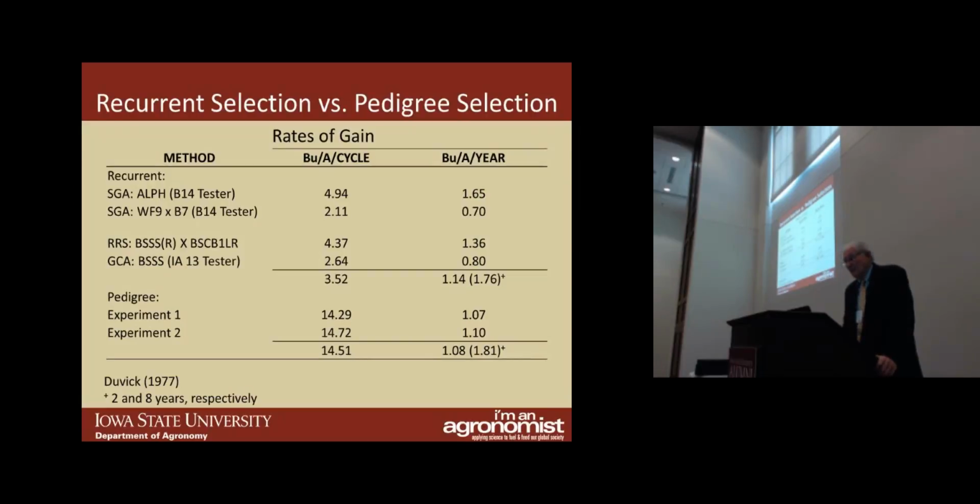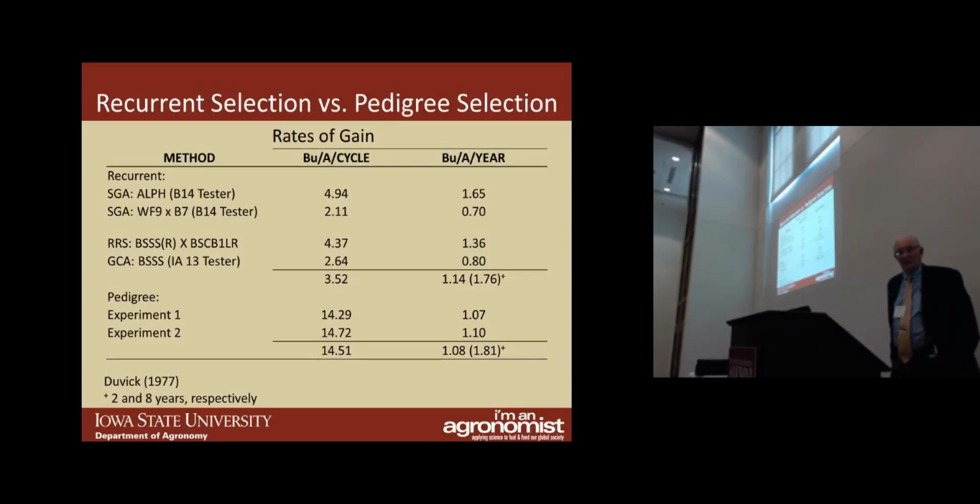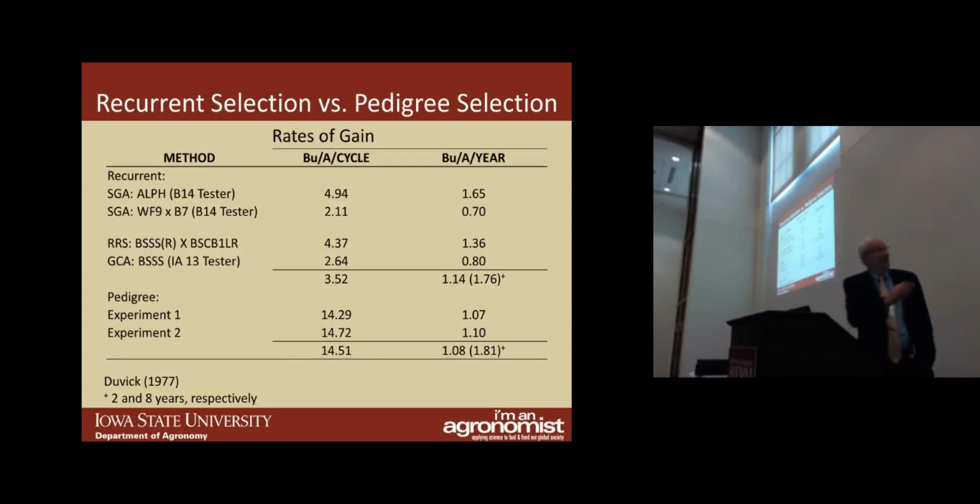What we did versus pedigree. Now, this will probably never be repeated anywhere, but Don Duvick did this. He looked at the recurrent selections being done at Iowa. He looked at 2 experiments he was conducting at Pioneer with pedigree selection. And you notice there at the end, it comes out with very similar rates of gain per year of the pedigree versus, now for emphasis, he used 3 years and 13 years.